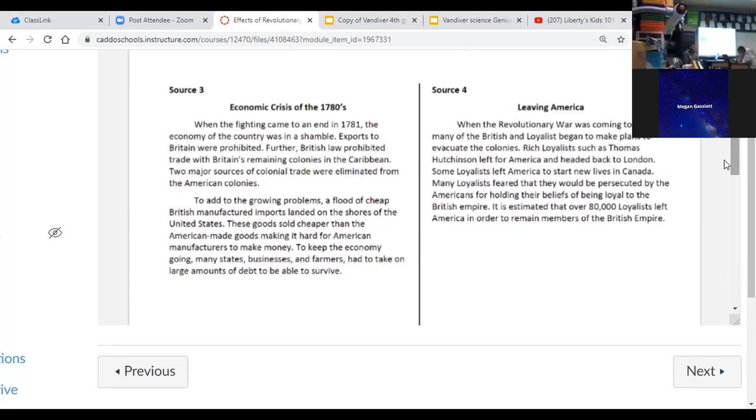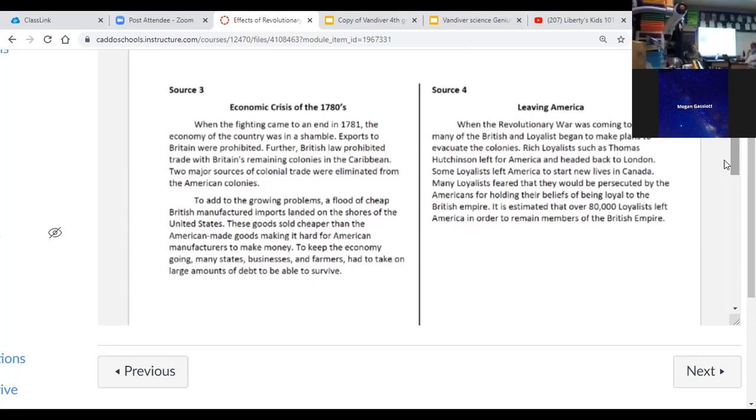I guess so. Because they thought they'd be persecuted by the Patriots because they were loyal to Britain. So like, what did they do to you? They were loyal to the British, and they killed some of their friends, probably, and they were probably spies for the British.